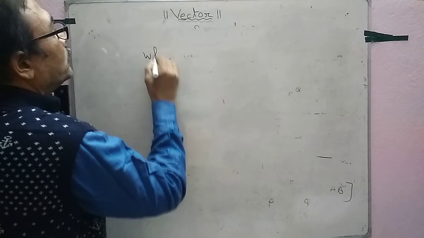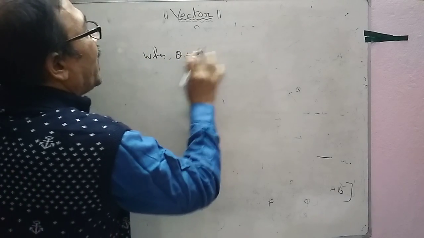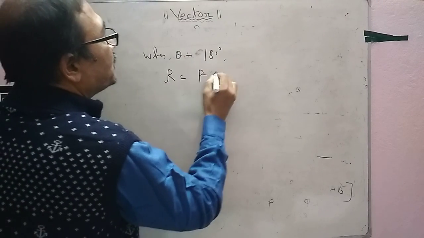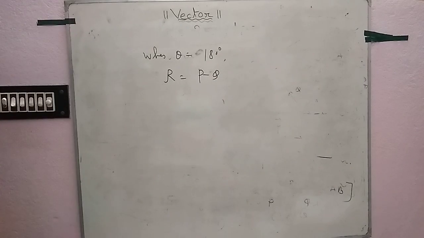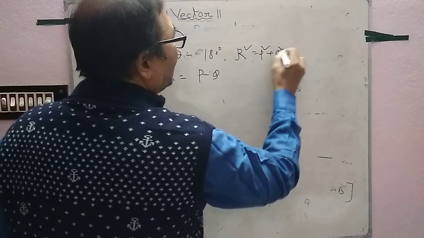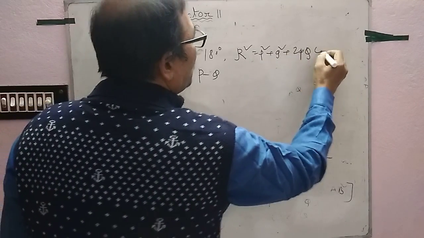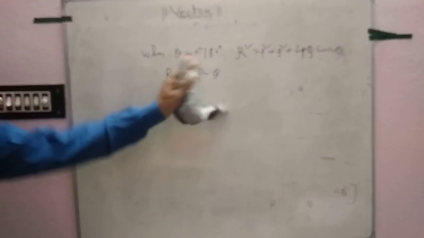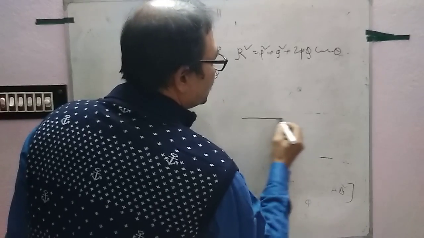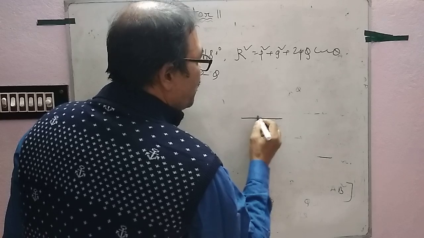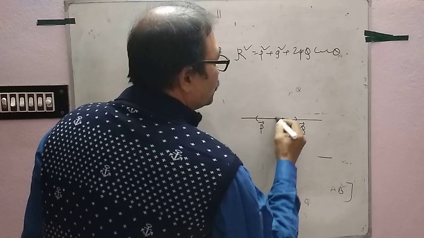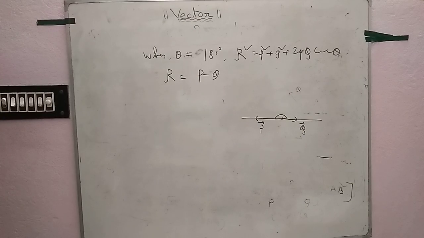When theta equal to 180 degree, then R equal to P minus Q. From this equation, R square equal to P square plus Q square plus 2PQ cos theta, theta 180 degree, then R equal to P minus Q. Follow? Suppose this is P vector and this is Q vector. So this angle is 180 degree.